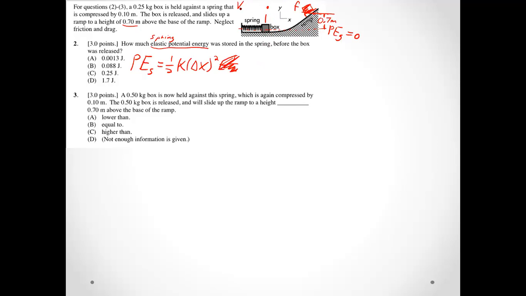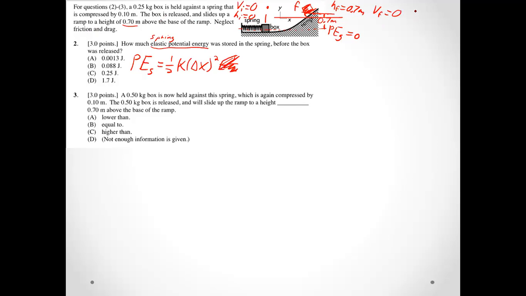So at the initial state, the velocity is zero, since it's held against a spring. And we know that the height is zero because we picked that to be the place where the height's zero. The height final is 0.7 meters. And the velocity final is zero because that's how high it went. So it slid up to that height. If it still had a velocity, it would have kept going upward, but that's how high it went.